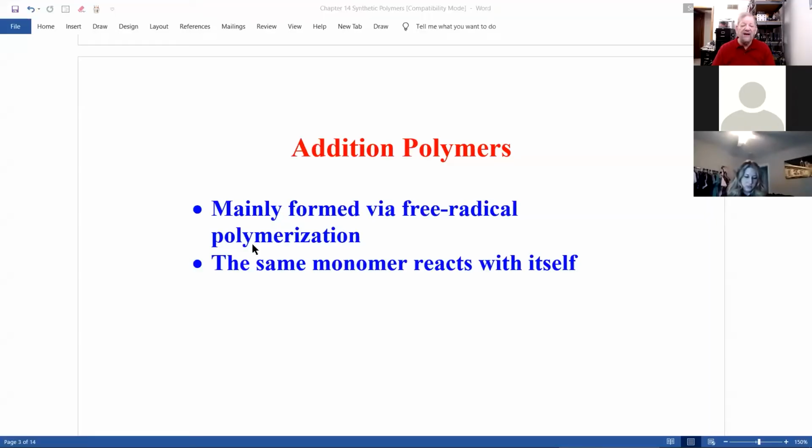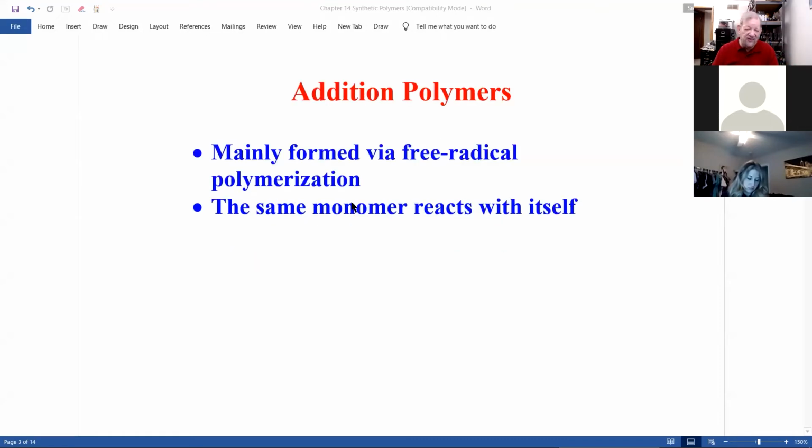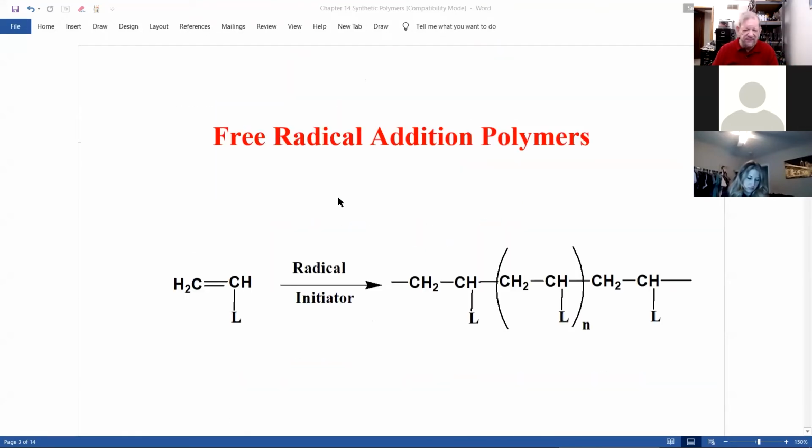Time to get going. All right, we were talking about polymers. And we're talking about addition polymers, and they're made by what's called free radical polymerization. Switch will be off next couple of slides, but still interesting material.